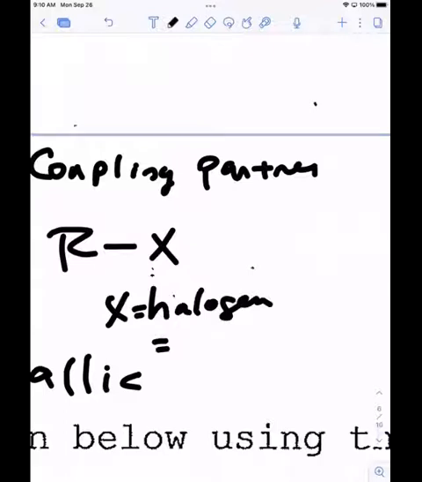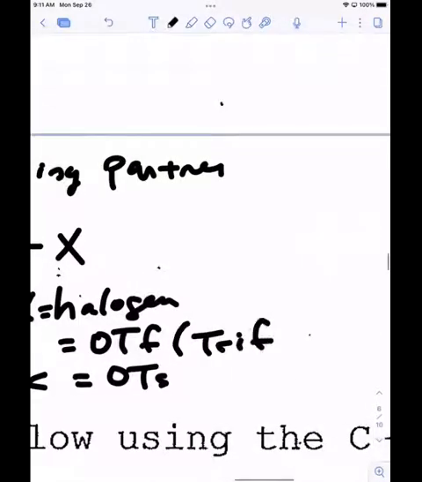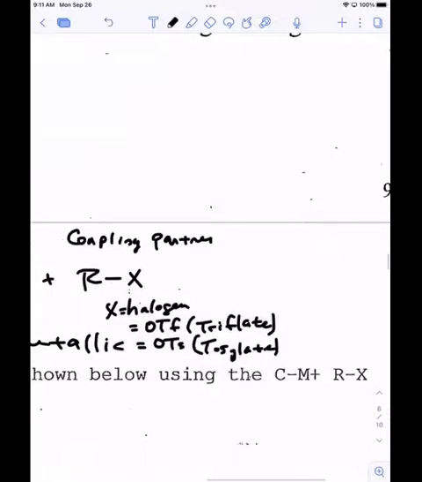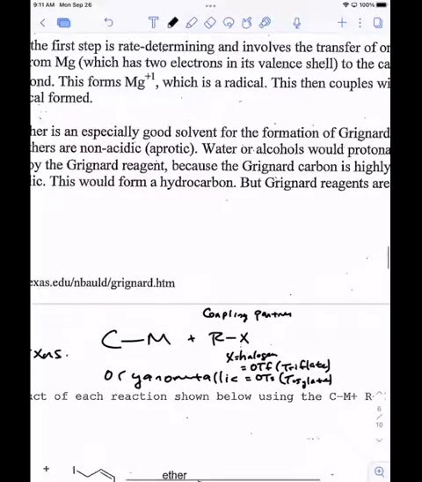It can be a triflate, like an OTf. It can be a tosylate. There are other groups that X can be, so I don't just want to call it an alkyl halide. It's a coupling partner. So the goal is to connect C and R. That's where my new carbon-carbon bond is going to come from.